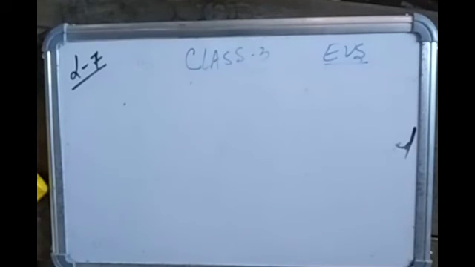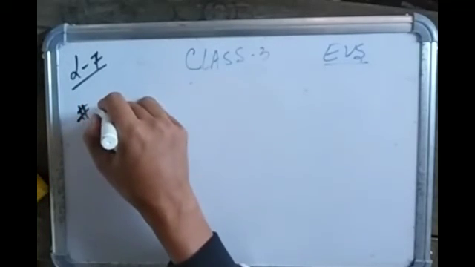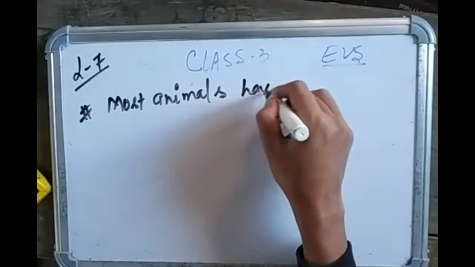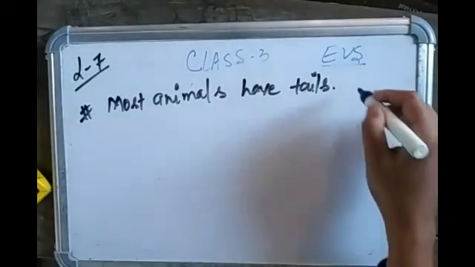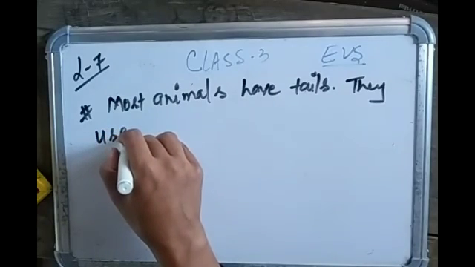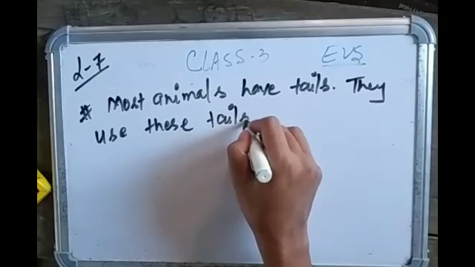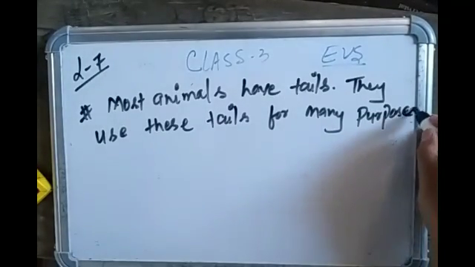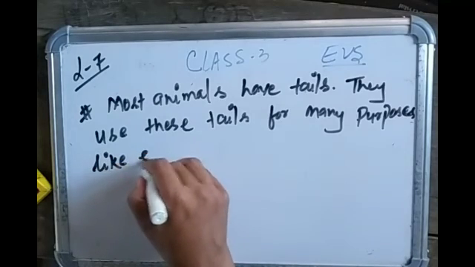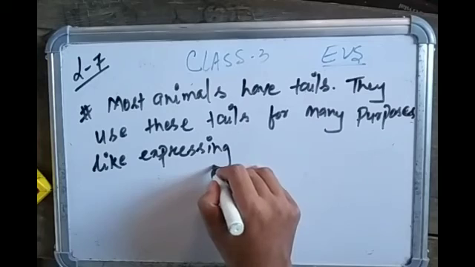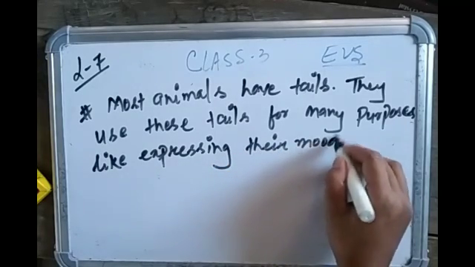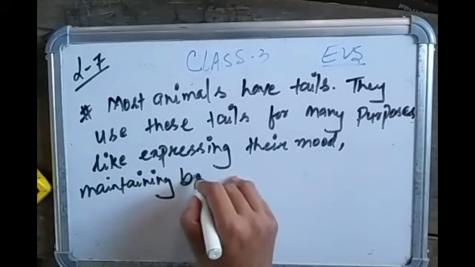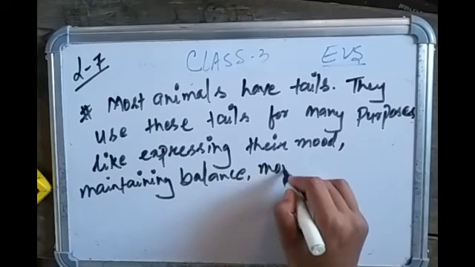So I'll summarize what we have learned today. Most animals have tails, and they use these tails for many purposes, like expressing their mood, maintaining balance, then movement and defense.